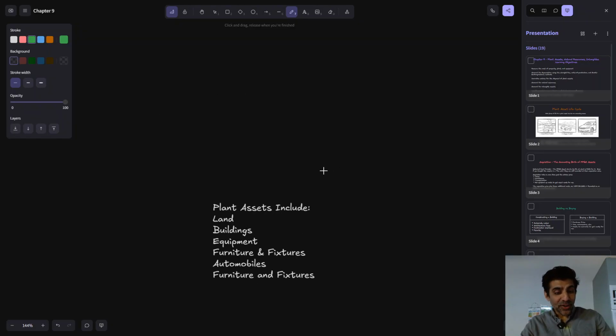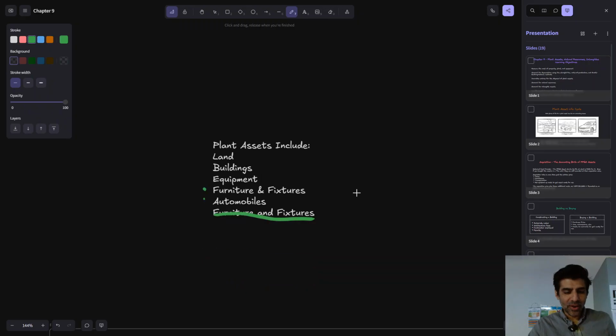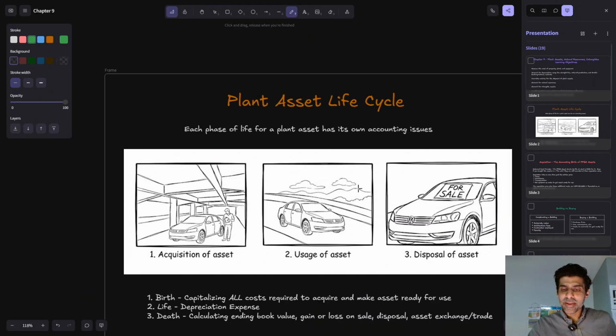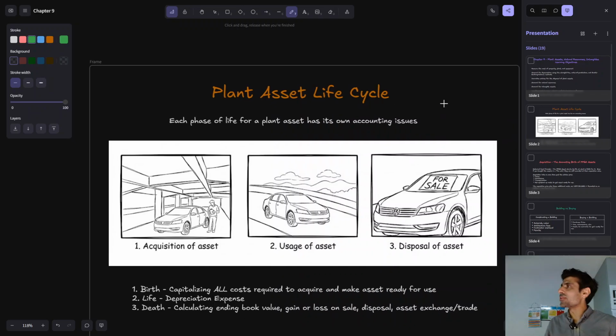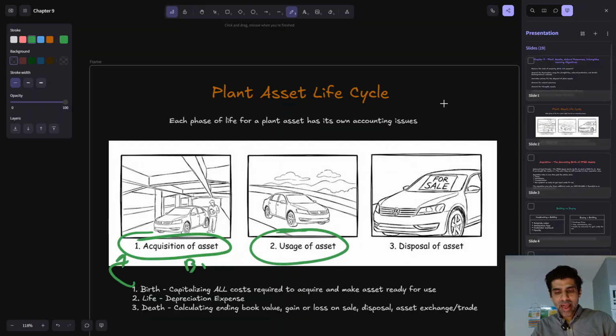Land, building, equipment, furniture. Okay, this is another one. Furniture and fixtures, like in an office building. Automobiles, so all the vehicles that your business would use. So we know what these are. And like living beings, they also have a life cycle. There's acquisition, so this is birth, usage, and disposal. So this is birth, life, and death. Each of these phases has its own accounting issues.